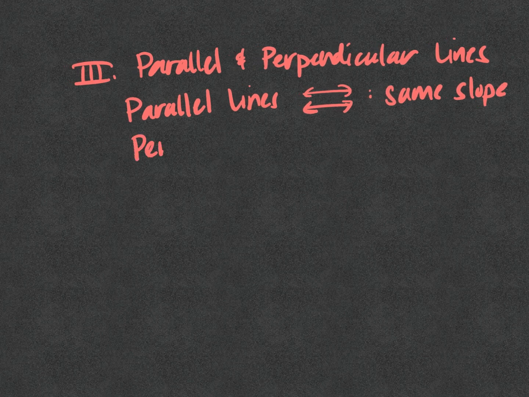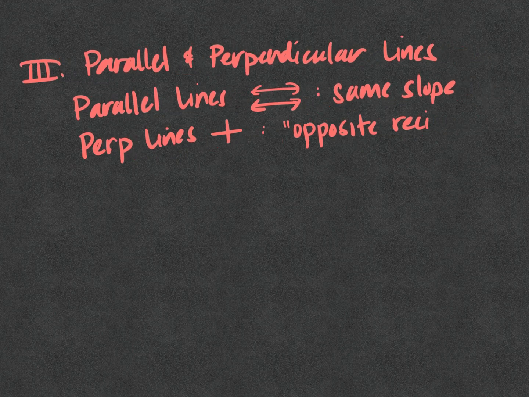And perpendicular lines, they meet to form right angles. And that's because their slopes, the term is opposite reciprocal. A lot of students tell me, I don't know what opposite reciprocal means. What is the opposite of 3? Negative 3. So opposite means change the sign, and reciprocal means flip. So this literally means flip and change the sign.